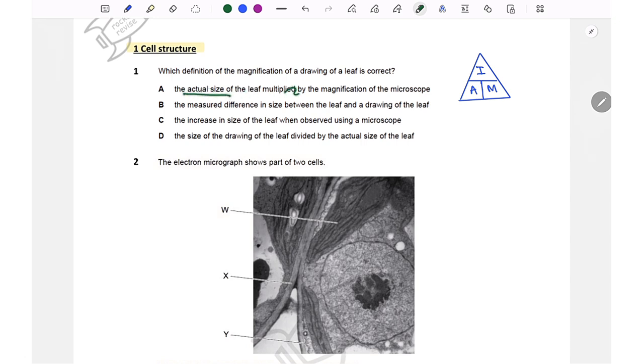The actual size of the leaf multiplied by the magnification. So multiplied is wrong because we divide. The measured difference in size between the leaf and a drawing of the leaf. That is wrong because you don't take the difference. The increase in size of the leaf when observed using a microscope, no. The accurate definition would be this one, because the size of the drawing of the leaf divided by the actual size. That's what's happening here.